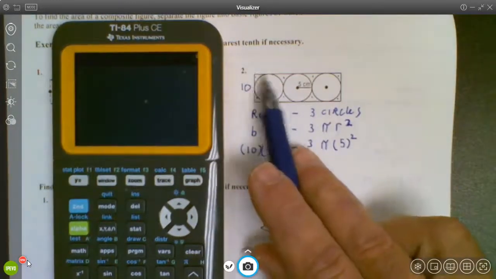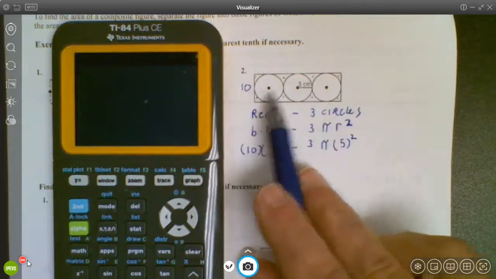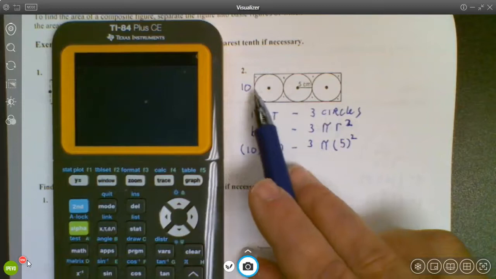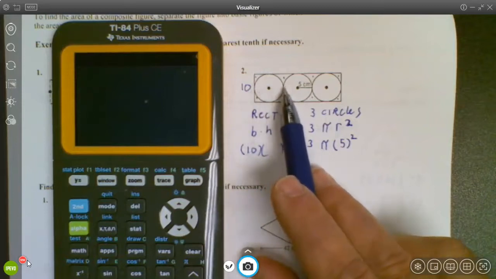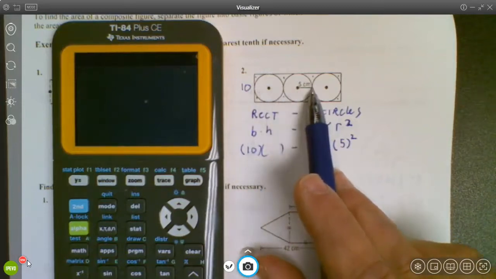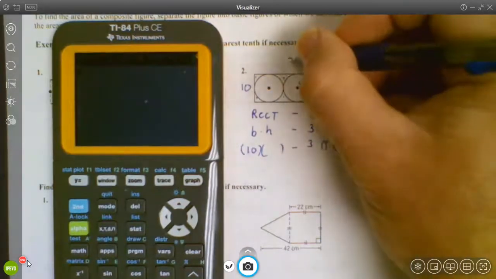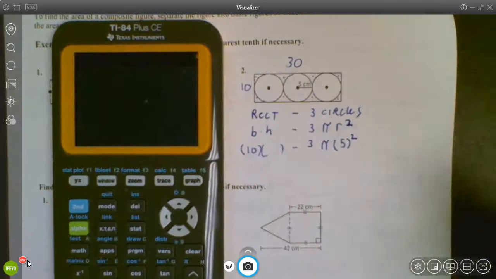What about the distance from here to here? Well, again, look at your radius, right? We got diameters of 10. So from here to here would be 10. From here to here would be 10. And from here to here would be 10. So total, we're looking at 30.